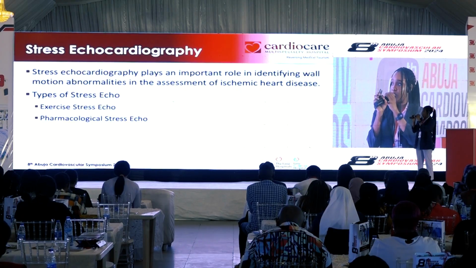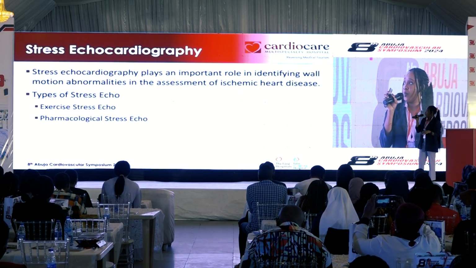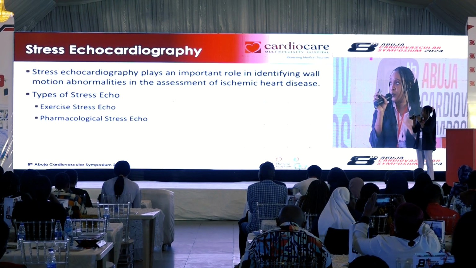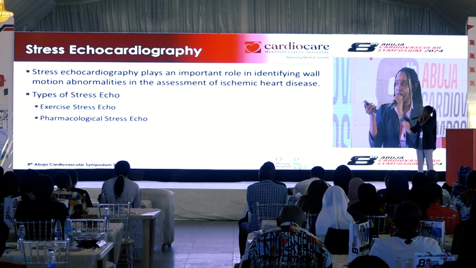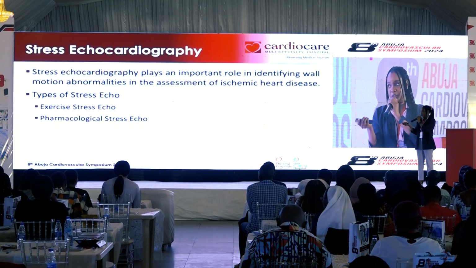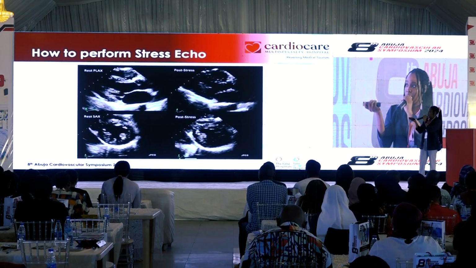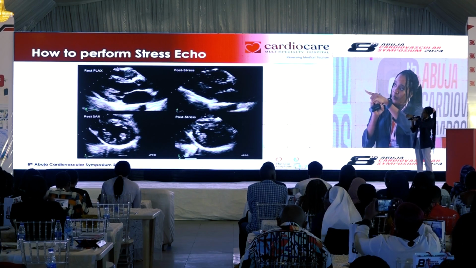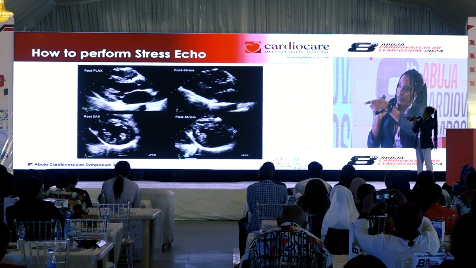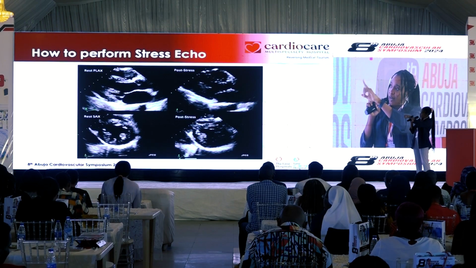Okay, then we have the stress echo. This also helps in identifying wall motion abnormalities and assessing ischemic diseases. So types of stress, we have the exercise stress and we have the pharmacological stress. This is just an image showing a before and after stress. This is a parasternal long axis and a parasternal short axis view, pre and post.